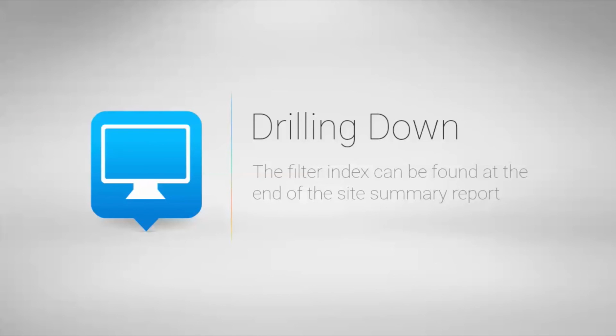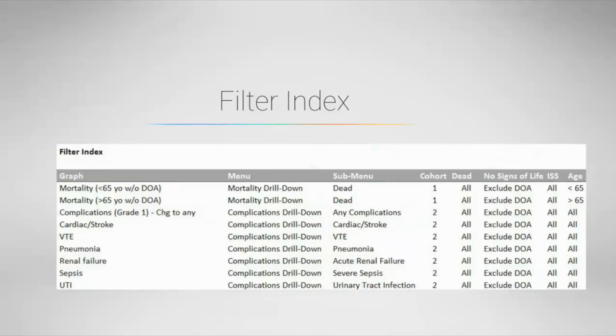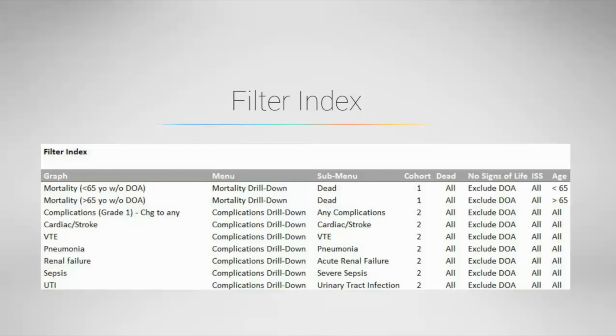The graphs provide a comprehensive overview of care and outcomes to indicate the areas where you may need to drill down to the patient level. At the end of the site summary report, you'll also find a filter index. The filter index is intended to be used on the online reporting tool available on our website. It identifies the menus and filters that can be applied to recreate the graphs within the report and drill down to the patient level to identify where care can be improved.